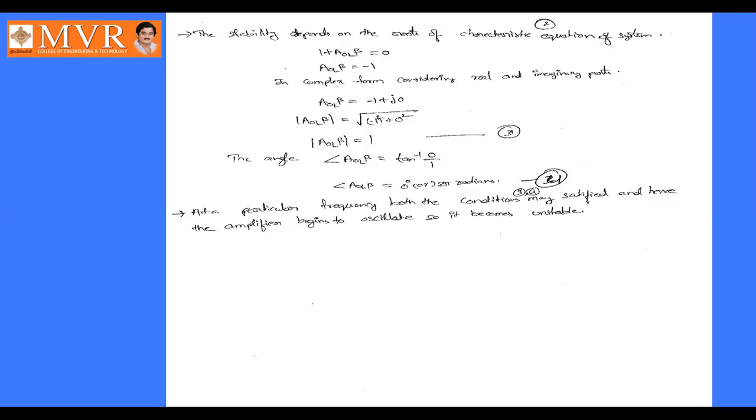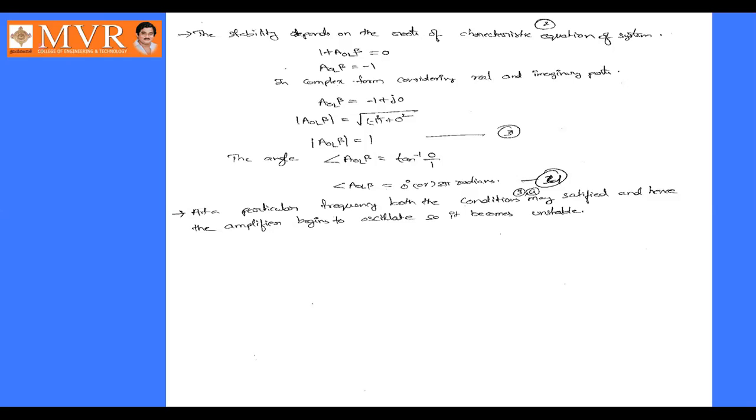For that reason, we are going to discuss the stability of an op-amp. That means under what conditions the operational amplifier is going to behave as an amplifier and give its better performance. That we are going to observe.